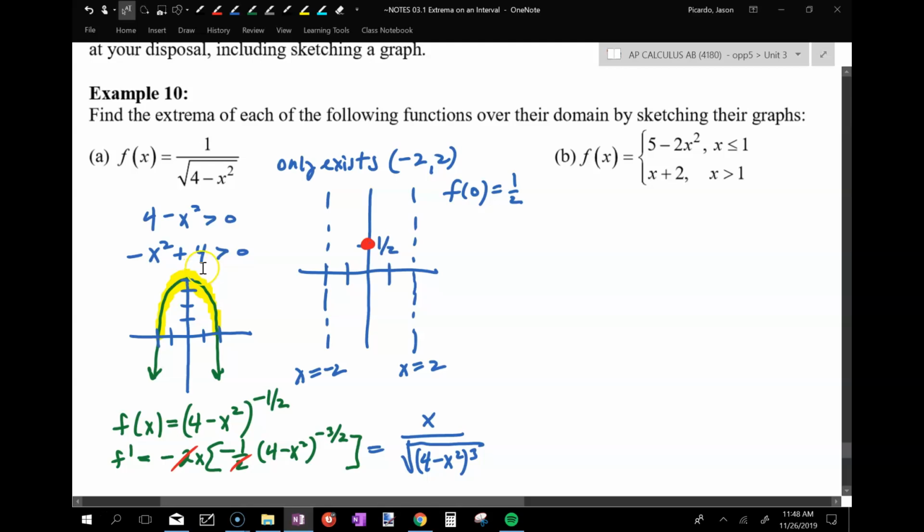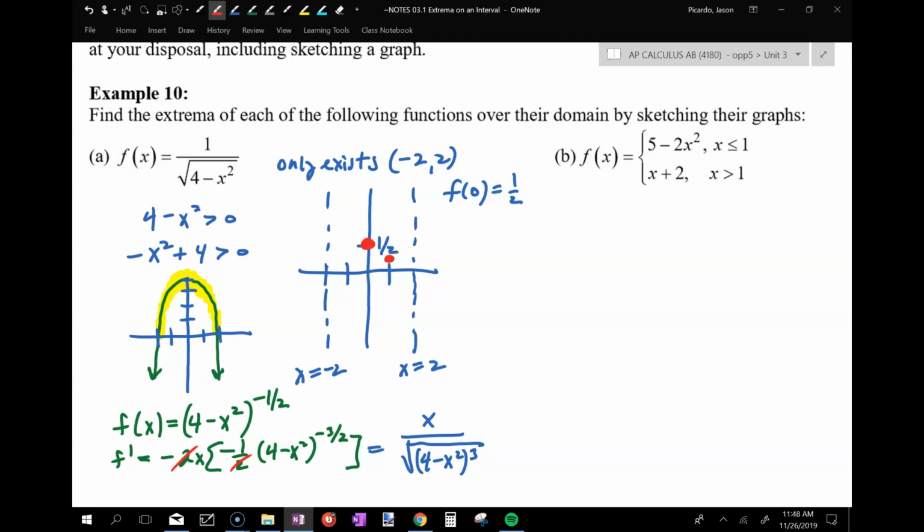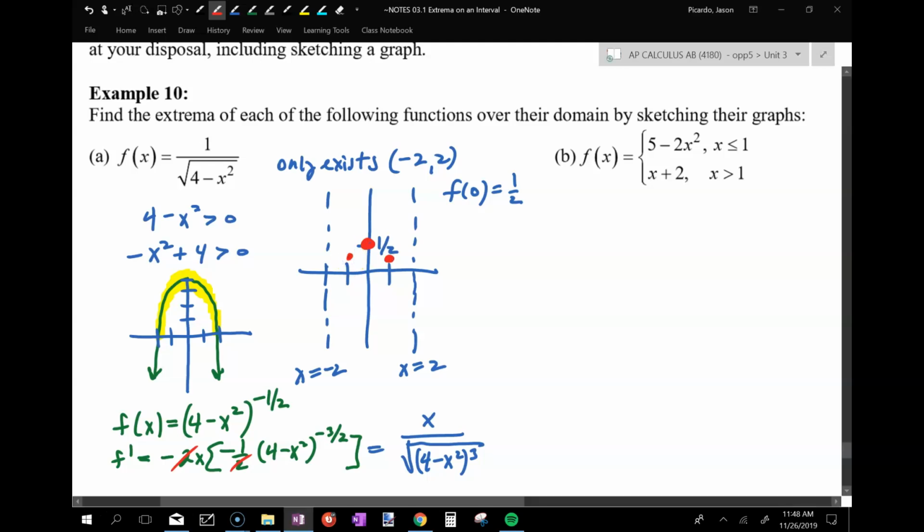Plug in 1. So what do I get? Plug in 1, I get 1 over radical 3. So I get a positive number, right? Okay. Some positive number. Do you guys agree with that? What if I plugged in negative 1? I would still get what? Some positive number. Oh, guess what? Well, if this one's below and this one's below, then this had to have been a local max. Were there any more extrema?